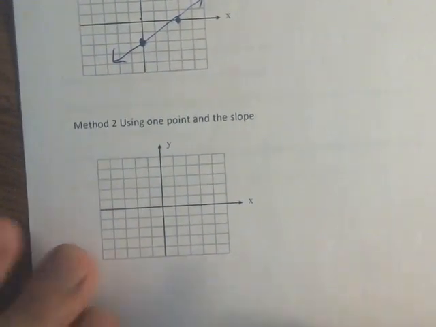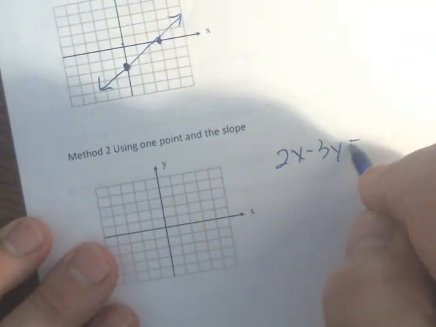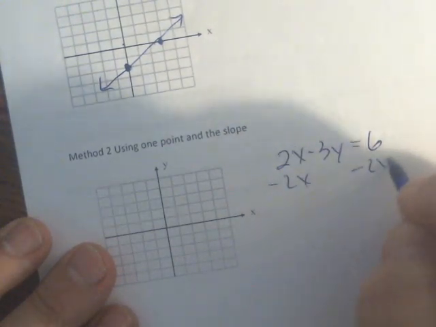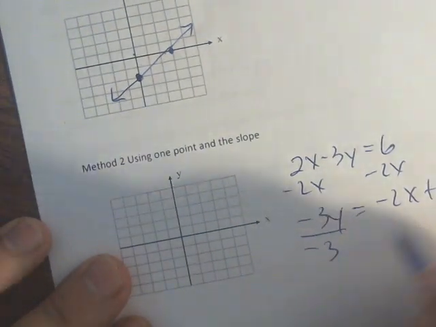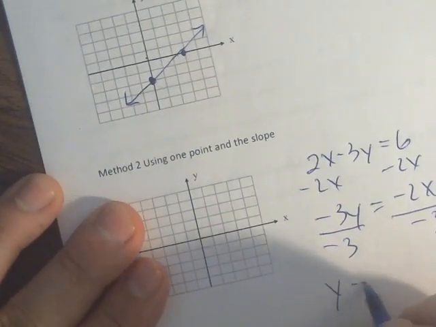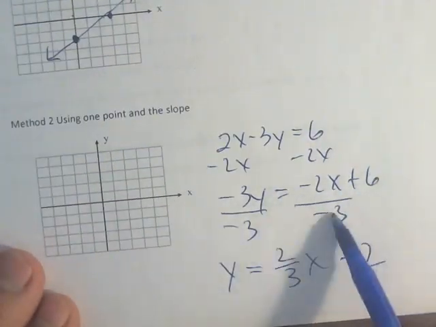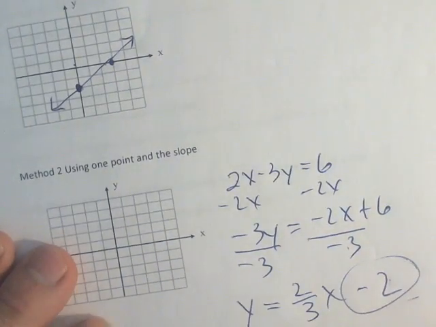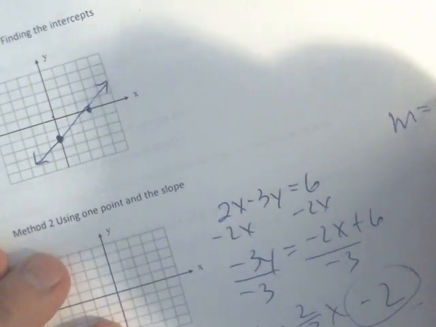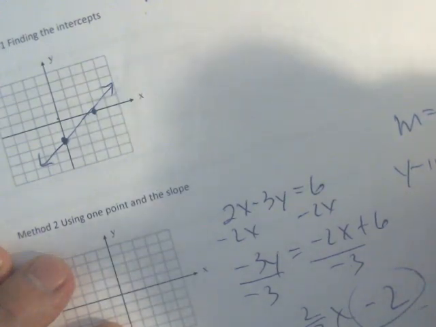Now I can also graph using 1 point and the slope. So for example, if I had this equation I started with here, and I put it in slope-intercept form, so I'm going to solve it for y. I get y is 2/3 x minus 2. Okay, 6 divided by -3 is 2. So 1 point is my y-intercept. So my slope is 2/3. My y-intercept is 0, -2.